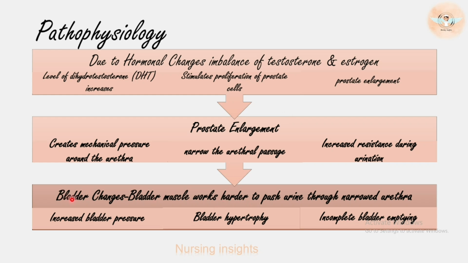If it is prolonged, and the patient is experiencing the symptoms, it will lead to bladder changes. Urine will be in the bladder, and the bladder muscle will work harder to push urine through the narrowed urethra. When the workload of the bladder increases, it will lead to increased bladder pressure. As a result, bladder hypertrophy will occur.